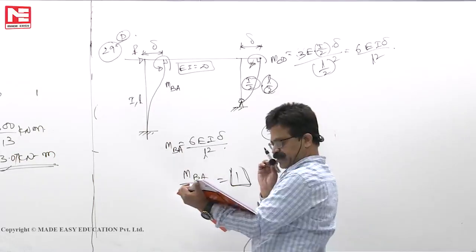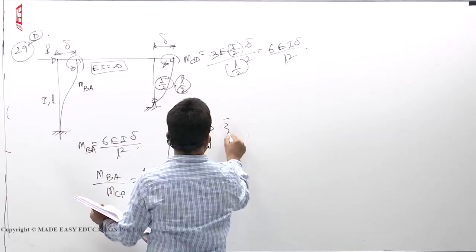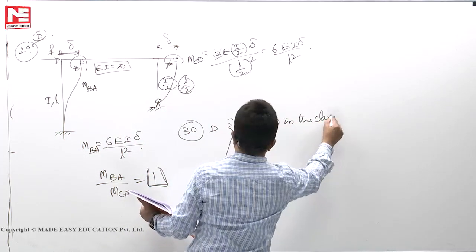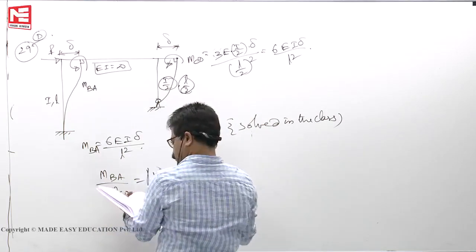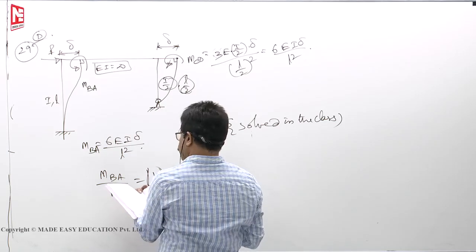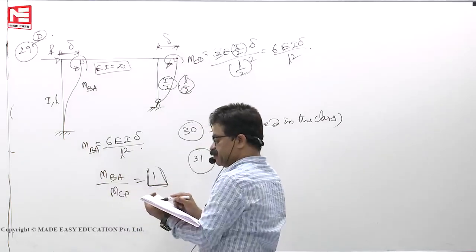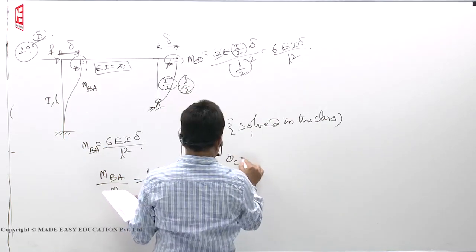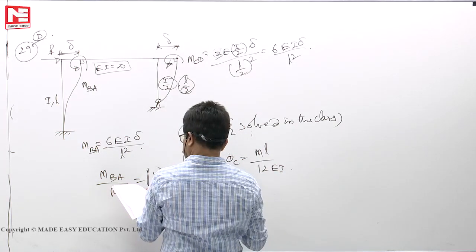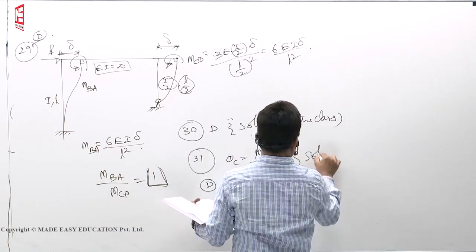Carryover factor CAB for the beam shown in figure. Carryover factor was solved in the class. D. 31. What is the rotation of the member at C for the frame shown in figure? This also we solved in the class. So M means M by 2, far end means ML by 12EI. D. This is solved in the class.